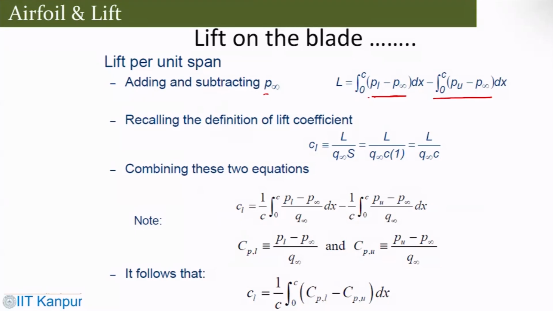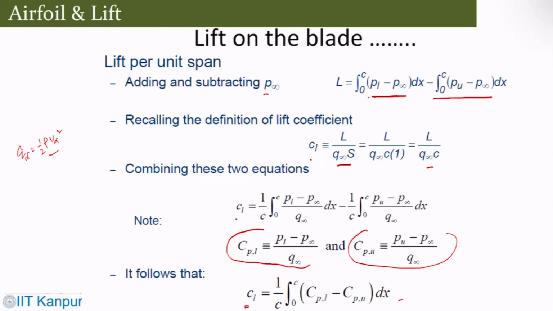So now our definition of lift coefficient is L by Q infinity S, where Q infinity is half rho U infinity square. Then we write L by Q infinity into C because it's a unit span. So combining these two quantities, what we get is C_L equals 1 by C, integral from 0 to C of (C_PL minus C_PU) dx. C_PL is the lower surface coefficient, and C_PU is the upper surface coefficient.